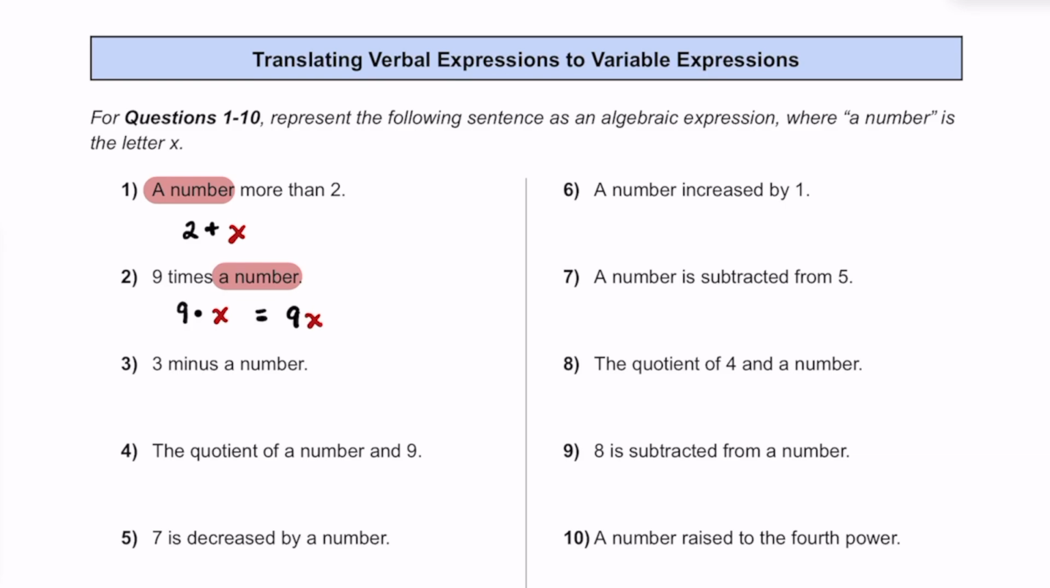All right. For number 3, we have 3 minus a number. So again, a number is going to be x here. So it's going to be 3 minus that. So we're just going to go ahead and write 3 minus whatever that number is. We're going to say it's going to be x.